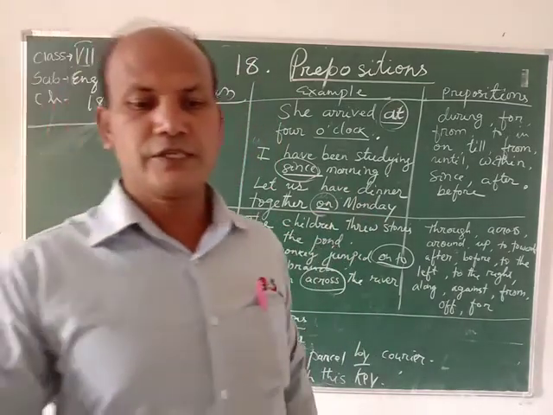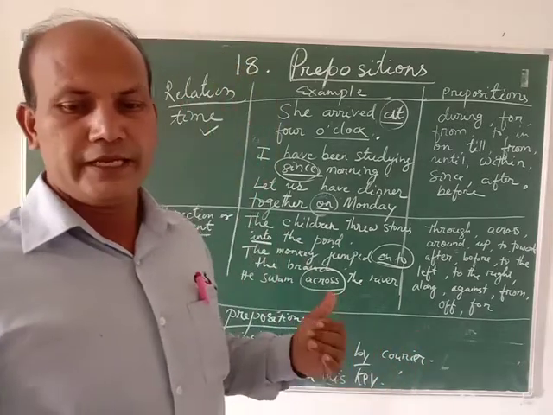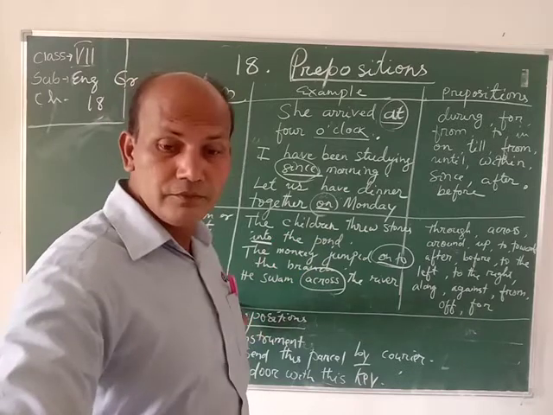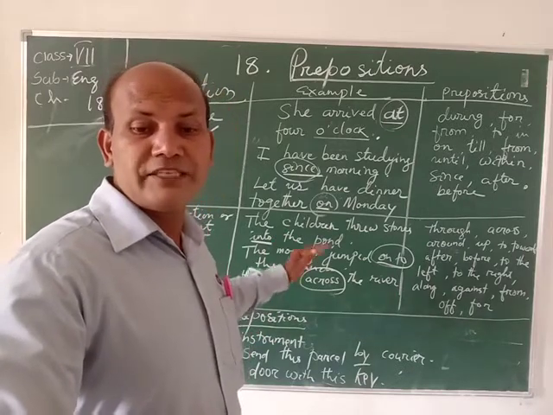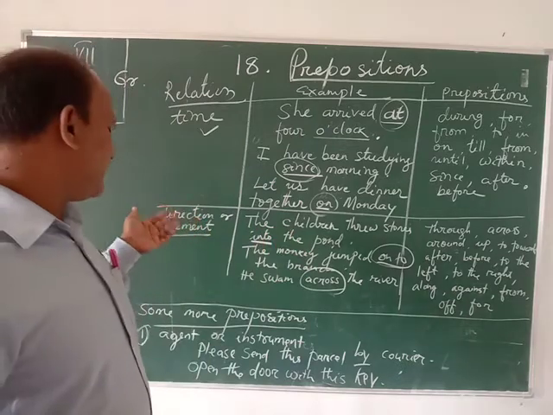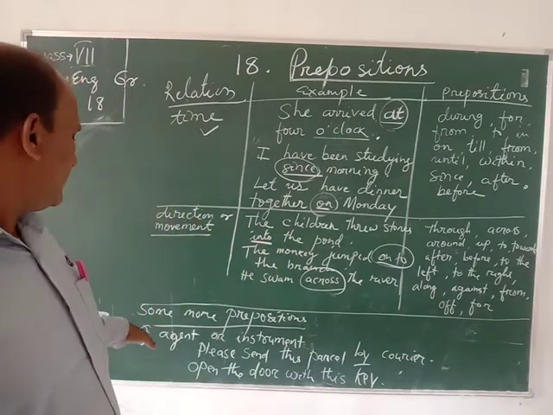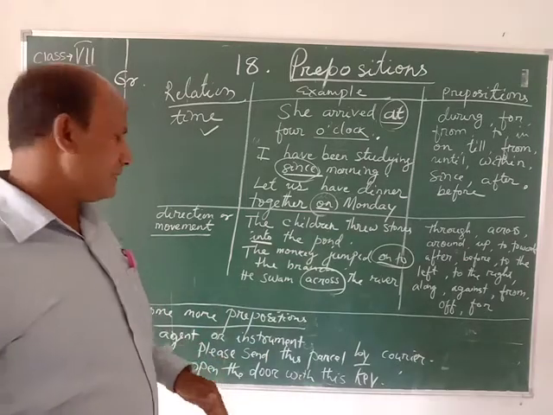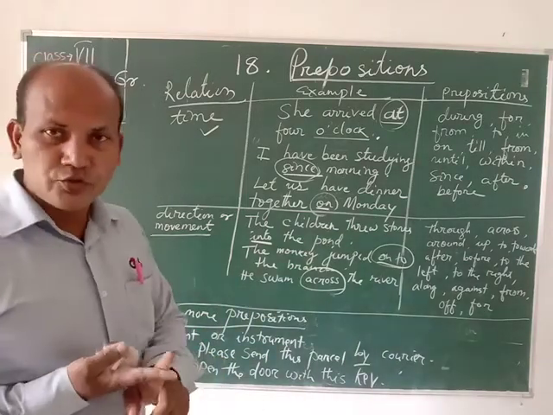So now students, some more prepositions, according to the way they are used, would have their place under several categories. Some prepositions indicate, as you can see in the first point, agent or instrument. Yes, agent or instrument may be shown using a preposition.